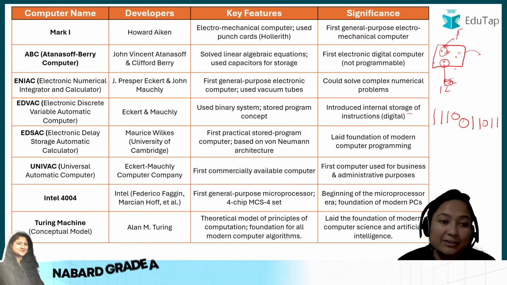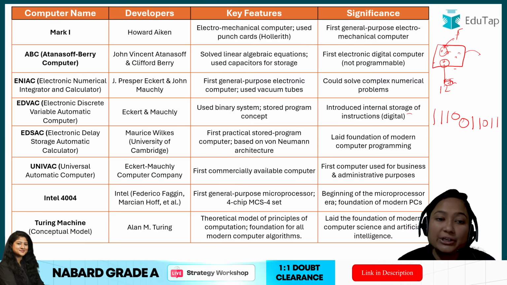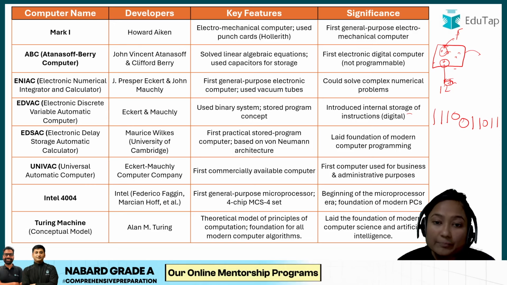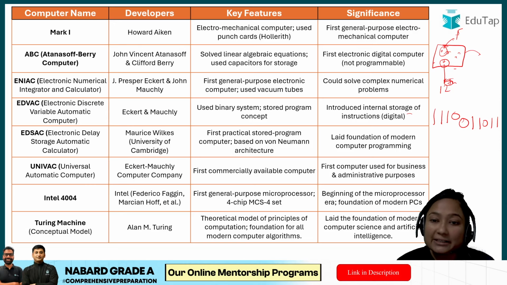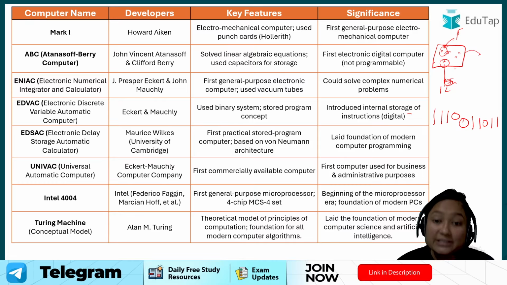Then after that we have EDSAC. EDSAC is Electronic Delay Storage Automatic Calculator. This particular computer was developed by Maurice Wilkes. This was the first practical stored program computer. A very important thing to understand here is it was based on von Neumann architecture.